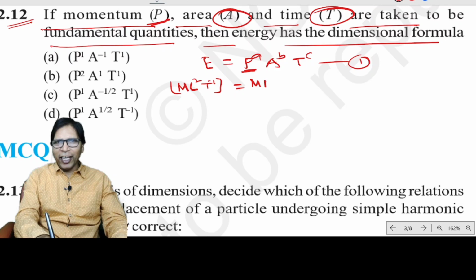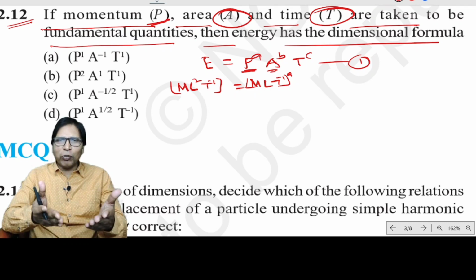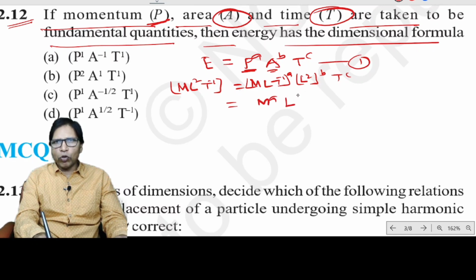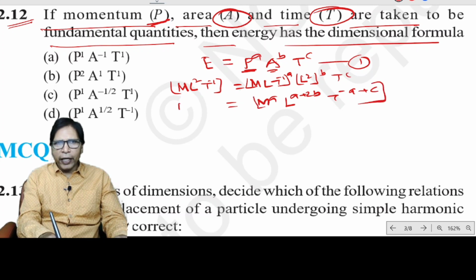This is the ML T minus 1. No problem. Okay. Now area means length into breadth. So L into L means L square. So look at this. This is the L square to the power B. And this is the T to the power C. So look at this. This is the M to the power A, L to the power A plus 2B, T to the power minus A plus C. Okay. Look at this. So here ML squared T minus 1.